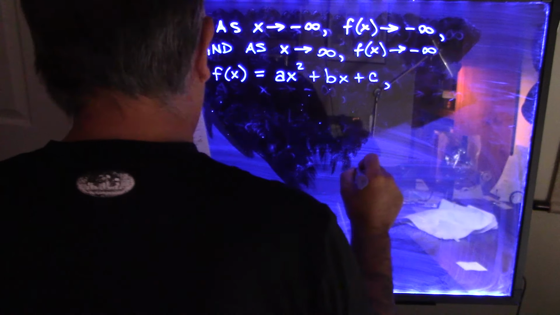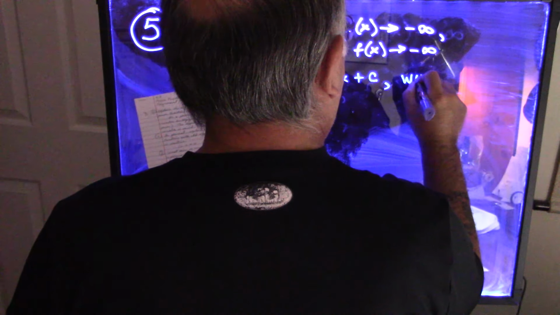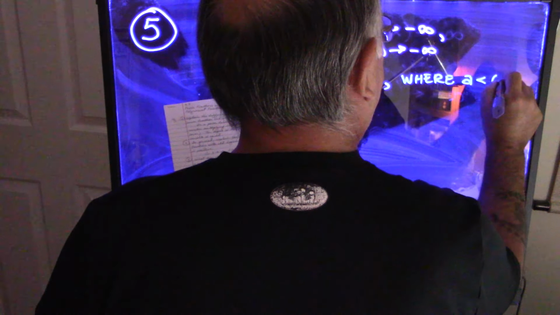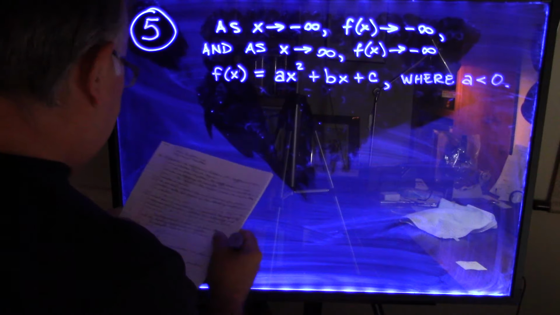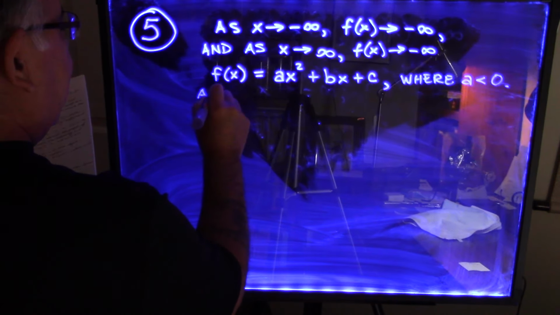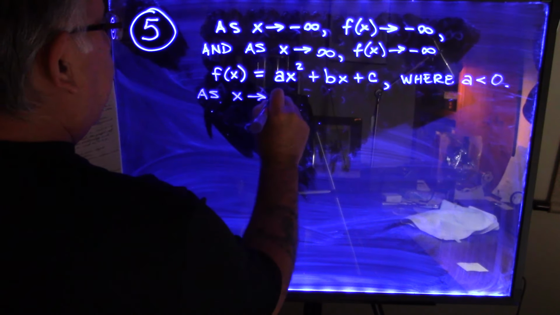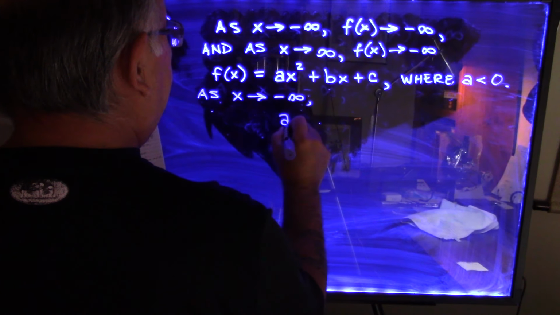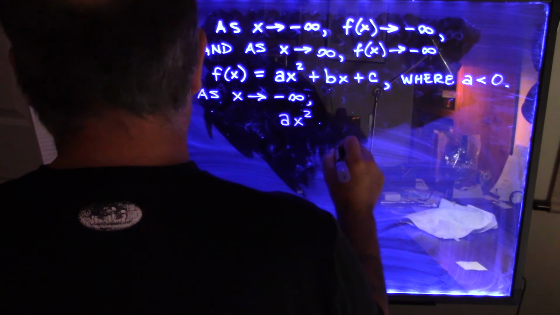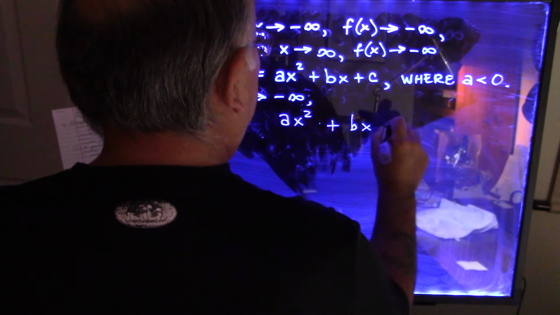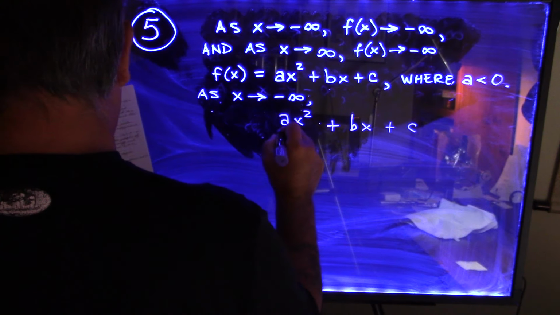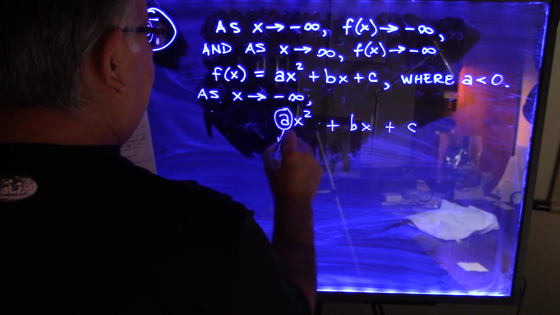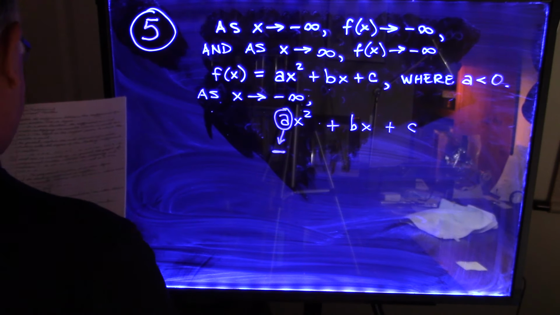And here a is less than 0. In other words, a is negative. All right? A is the leading coefficient right there. So as x goes to negative infinity, we have ax squared plus bx plus c. This a is always negative, because we already specified that.